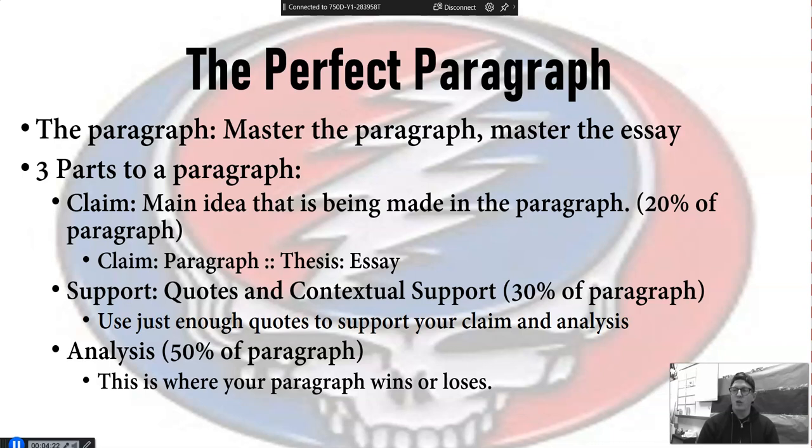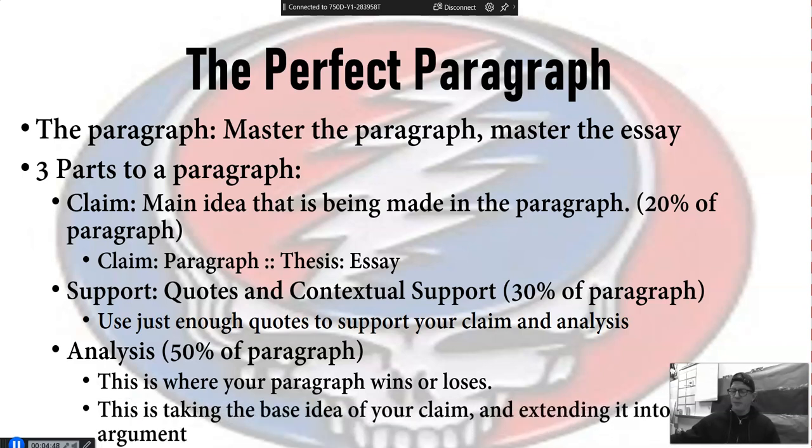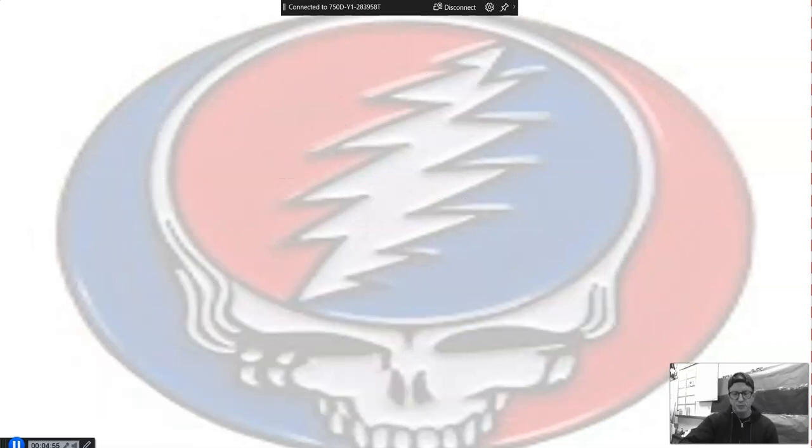You can't just provide quotes. Some people will have a claim and then they'll have a whole paragraph of just a quote and move on. I guess they just assume the quote is self-evident. But you cannot assume anything is self-evident. You have to explain it. So 50% of the paragraph should be your own words proving your point. This is like taking the base idea of your claim and extending it into an actual argument.